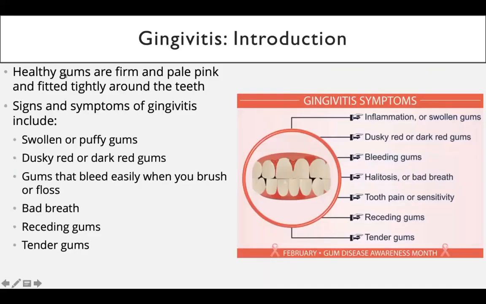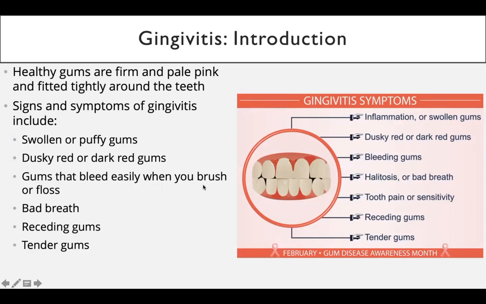Gingival inflammation. Healthy gums are firm and pale pink and fitted tightly around the teeth. So healthy gums are firm, hard to touch, pale pink in color, and the gingiva is tightly fitted around the teeth. But when there is inflammation or infection of the gingiva, the signs and symptoms include swollen or puffy gums, dusky red, other than the normal pale pink, dusky red or dark red gums. Here you can see they're inflamed.